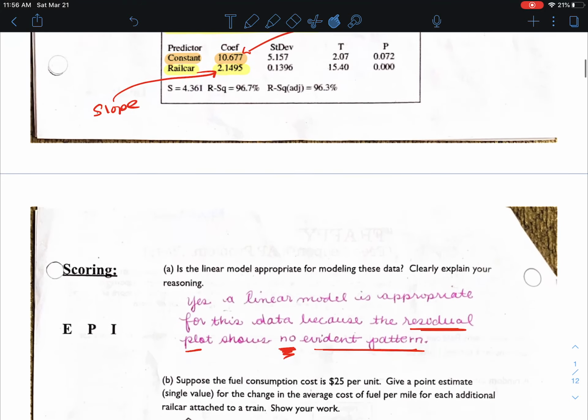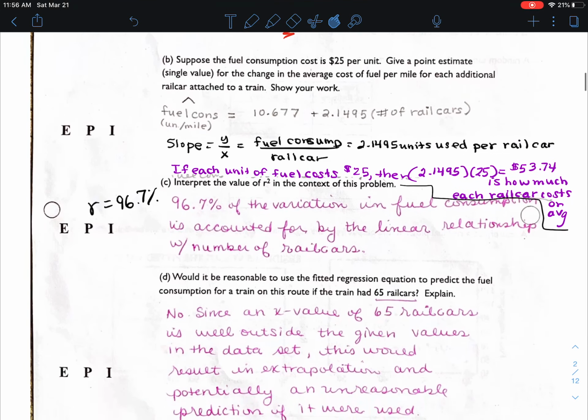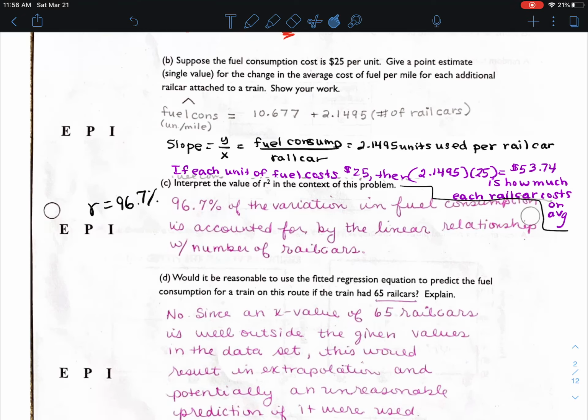Okay, so that's what part A is. Part B, I just think this is worded in a really confusing way. It really isn't wanting you to do anything overly complicated, but I could see how people could get tripped up on the phrasing of this. This was asking for us to assume that the cost for a unit of fuel is $25, okay? And then they're wanting us to give a point estimate for how the average cost of fuel per mile would change for each additional rail car that's attached to the train.